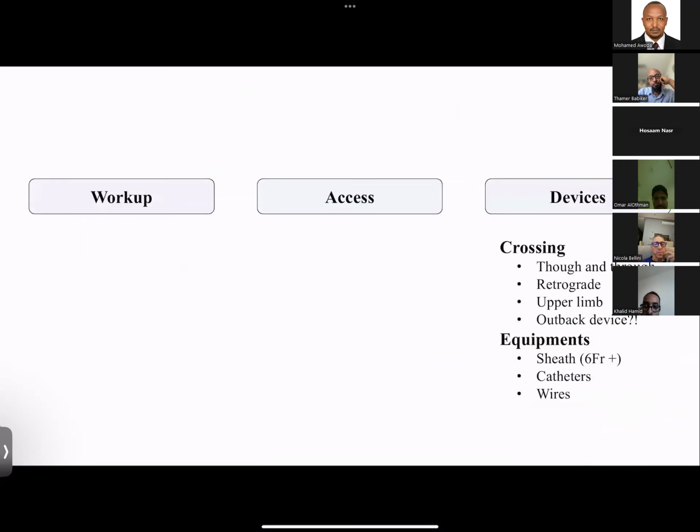And when we're talking about devices, you've got to think, how are we going to cross? Are you planning to cross through and through? Is it going to be retrograde? Is it going to be coming from the upper limb? And I put a big question mark in front of the add-back devices because I almost never use an add-back device. If I fail from retrograde, I have a very low threshold for coming from the top. And think about your equipment, your sheaths, your catheters, and your wires. And if you're using aortoiliac stents, your sheaths are almost certainly going to be more than 6 French.